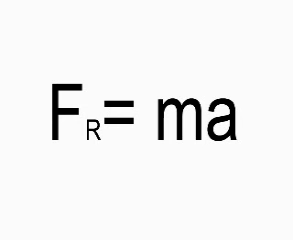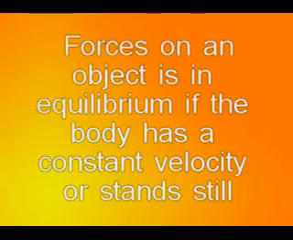Newton says that an acceleration of 1 meter per second squared on a mass of 1 kilogram requires a force of 1 newton, which leads you to the formula: the resulting force is equal to mass times acceleration. This is also a vector quantity. Forces on an object are in equilibrium if the object moves at a constant velocity or stands still.